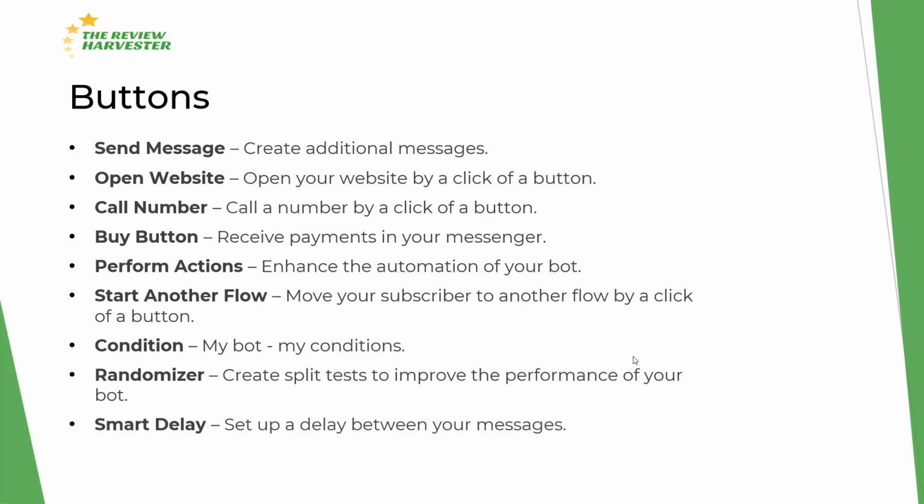And finally, the smart delay, guys. Set up a delay between your messages. Again, we can have a message asking a person something and have an option maybe to remind him later. If he clicks on this button, we're gonna have a smart delay, and maybe we're gonna remind him after a day. We're gonna send him an automatic message after a day because the smart delay had him for a day. And that's it for the buttons, guys.